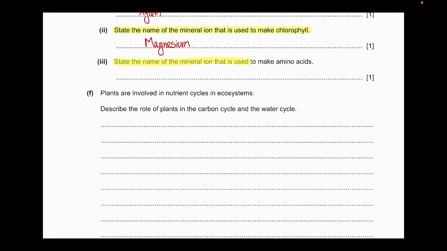State the name of the mineral ion that is used to make amino acid. Well, to make amino acid, a plant must need nitrate because amino acid contains nitrogen. Plants are involved in the nutrient cycles in ecosystem.